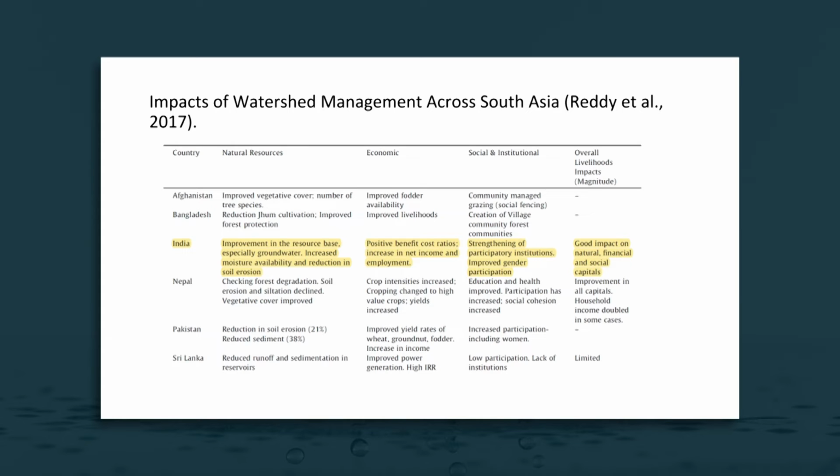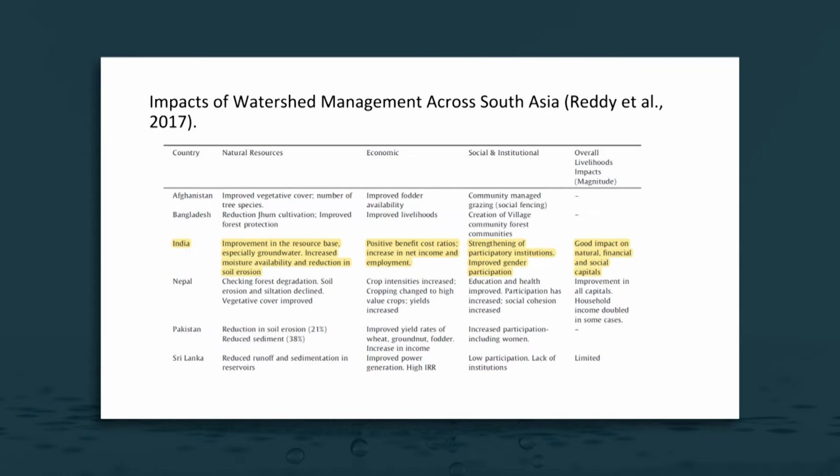If you look at the overall impact in terms of magnitude, you will find that because of this watershed management practice or program, it has a good impact on natural, social, financial and economic capitals, right. So, you can find in the case of Nepal also that watershed management gives a positive impact on natural resources, economic, social and institutional resources.